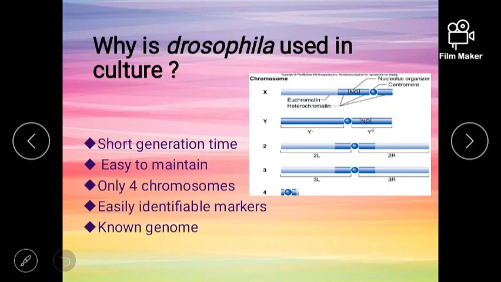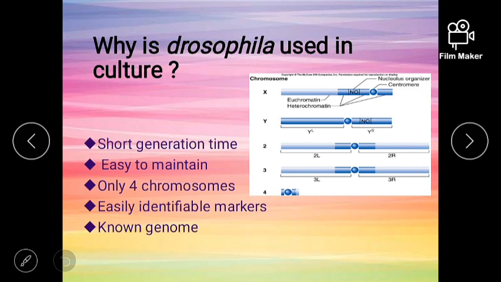Now, why do we use Drosophila in our culture? It has a really short generation time. It means that it will form its offspring really fast. It will take a week only. Then they are easy to maintain. They are really small sized and they are easily maintained by us.